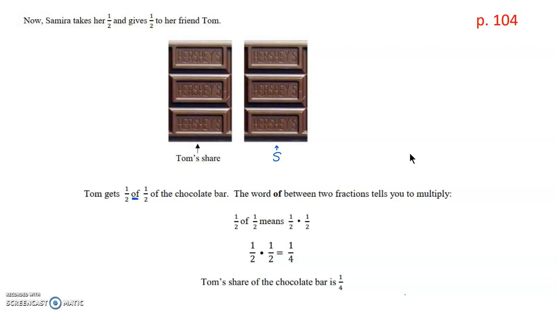The word "of" is a word that tells us to multiply. So half of half means half times half. And when we multiply these two fractions, we multiply the numerators and we multiply the denominators. So Tom is getting a quarter. So half times half is not equal to 1. That's half plus half. When we multiply fractions, we get a smaller result. 1/4 is smaller than a half. And this visual is to help you to see that.